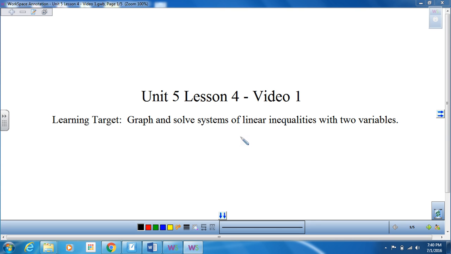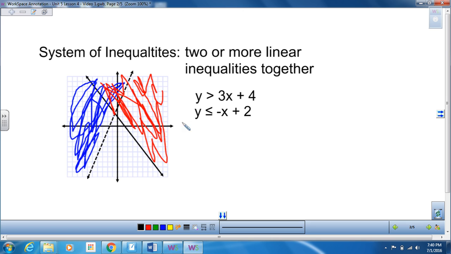This is Unit 5, Lesson 4, Video 1. We're going to be looking at systems of linear inequalities. So last unit we graphed inequalities on a graph, but now we're doing a system, which is two or more linear inequalities together. So we're going to have two lines on the same graph.